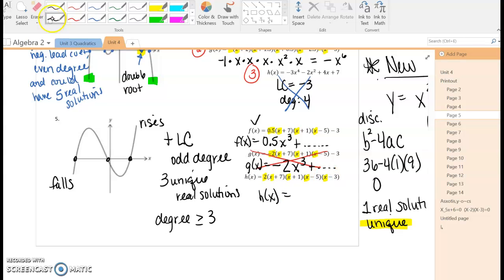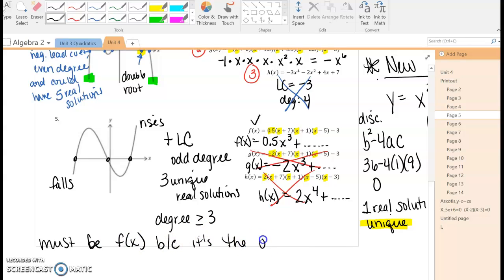So that's 2x to the 4th plus blah, blah, blah. And that's an even degree, so h of x is out. So this one must be f of x because it's the only function with a positive lead coefficient and an odd degree.